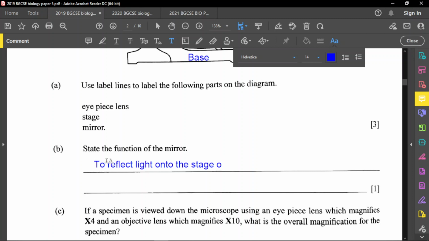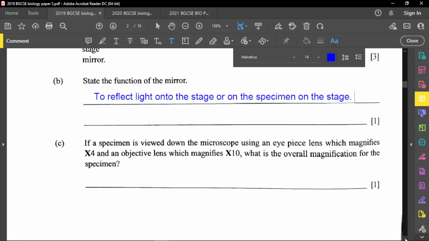Or on the specimen, right? And the specimen is what you're actually observing on the stage. All right, so it's really to focus light towards the stage and to make you see the specimen much better. Once light is there, you're going to see the different parts of a specimen way better.